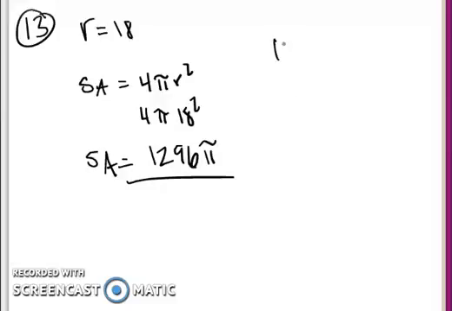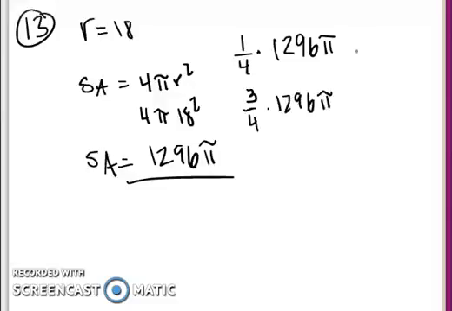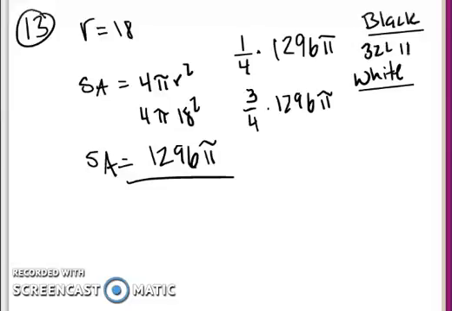So to do this, we get 1296 pi, and I'm going to take 1/4 of that, and then I'm going to take 3/4 of that, and this should give me the amount for black that's on there and the amount for white. Okay, and so I'm going to leave it in terms of pi, so I'm actually just going to take 1296 and divide it by 4, and so I get 324 pi.